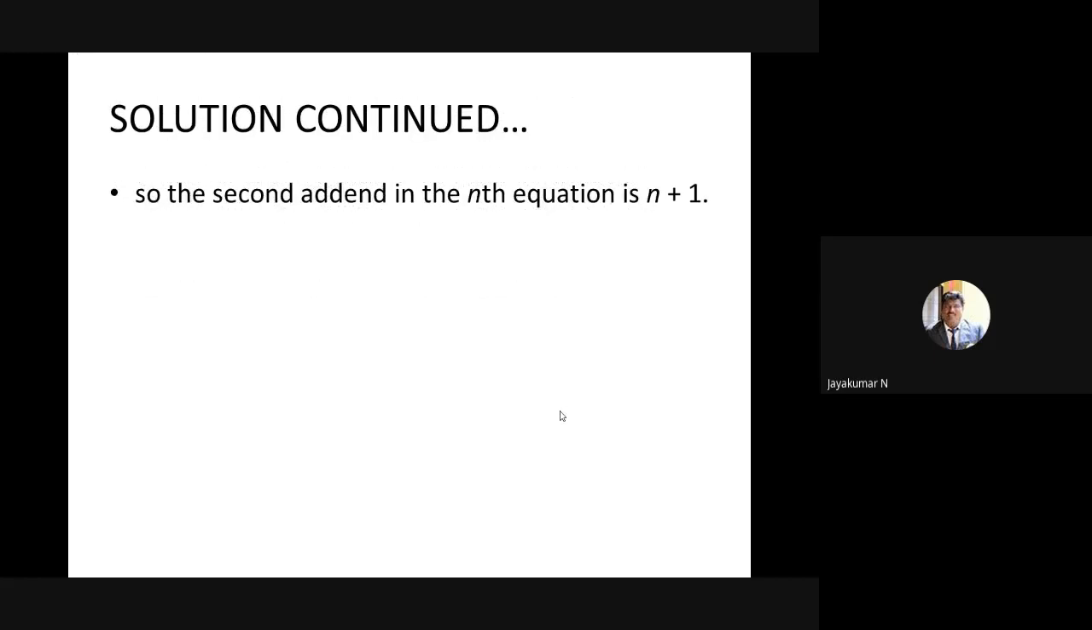So the second add-on in the nth equation is n plus 1. First equation, second equation, third equation, fourth equation, fifth equation. In the first equation, the second addend is 2. In the second equation, the second addend is 3. So in the nth equation, the second addend is n plus 1. Suppose the 8th equation means it's 9, the 9th equation means 10. So we can say that the second addend in the nth equation is n plus 1.